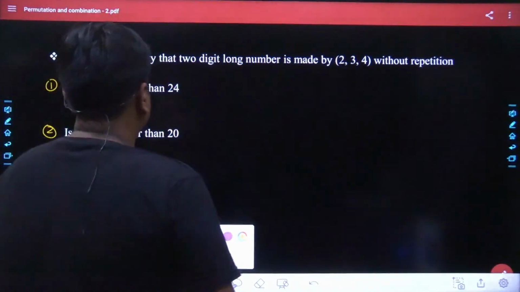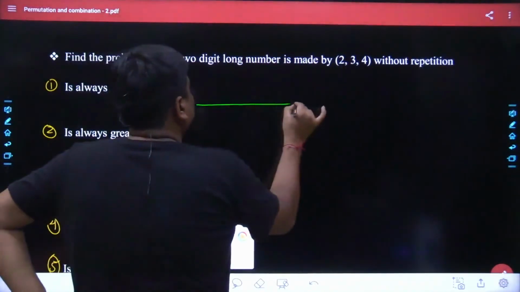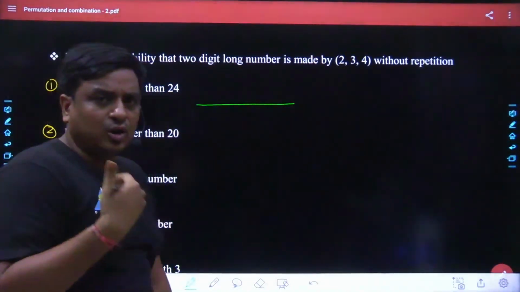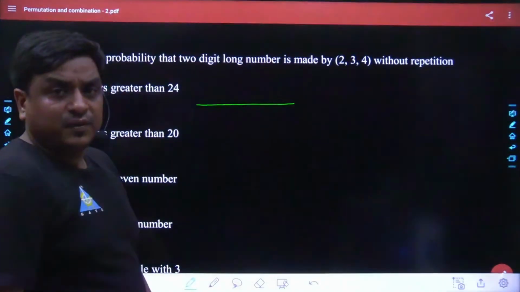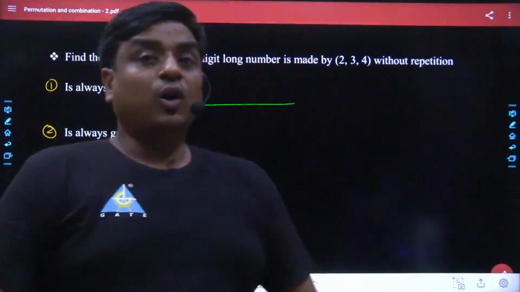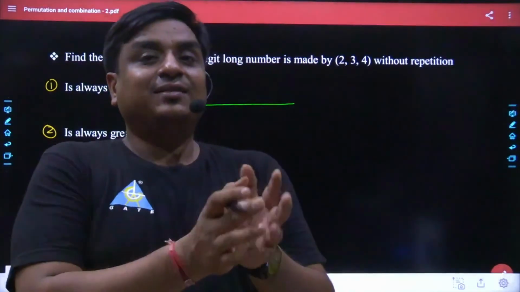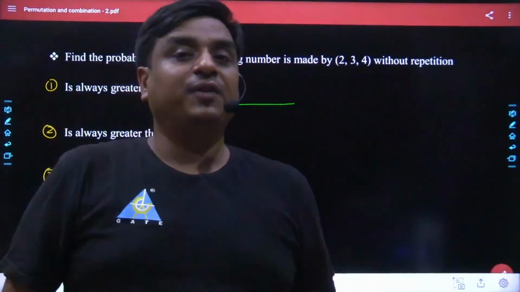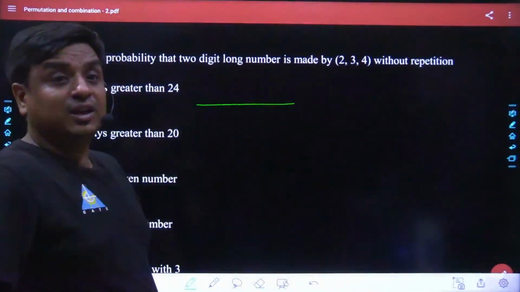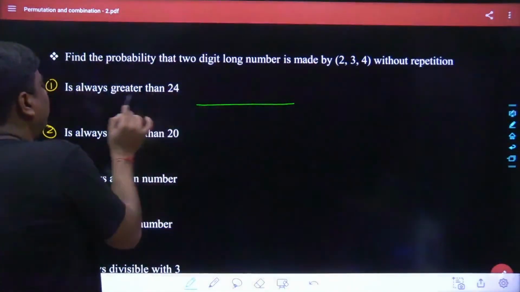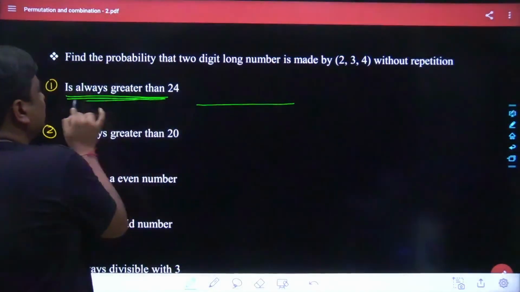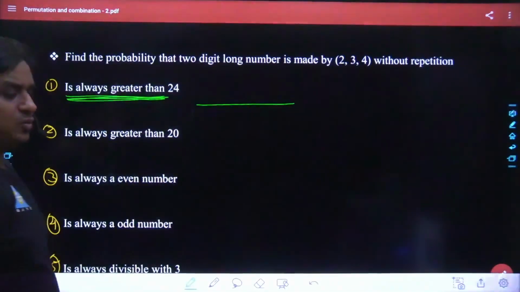See, whenever we talk about probability, we have a numerator and a denominator. Let's call the numerator m and the denominator n. The n is the total number of events in the sample space, or how many total different ways the sample space could be filled with different events. On the numerator side, we count the number of favorable events, which favor my event, that the number must be greater than 24.